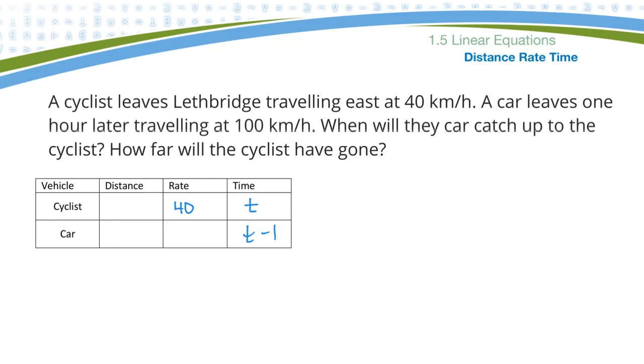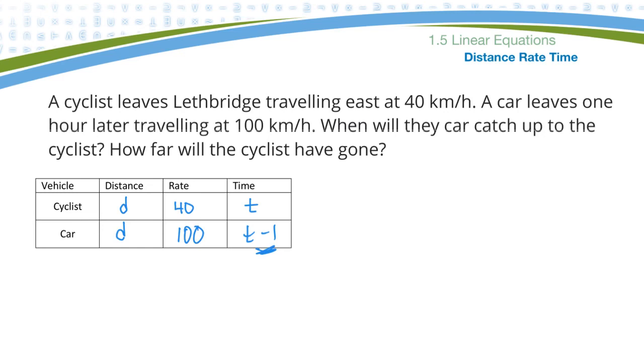Now the distance is another thing we don't know. So we're not sure when that car is going to catch up. So let's put a d here. And for the car would be the same distance, right? Because it's going to catch up to it, so it would have traveled the same distance. It's just that it's taking 1 hour less. And the rate of speed of the car is 100.